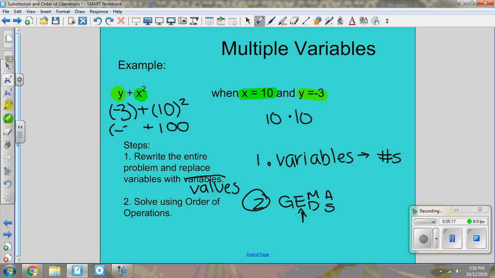And now I'm looking for multiplication and division. I don't have any multiplication or division, so I'm moving on to the next step, adding and subtracting. I only have one more operation here, so I'm going to do -3 plus 100. Again, I have a negative and a positive, so I'm looking for the higher absolute value, which is from 100, so my answer is going to be positive. And then subtract 100 minus 3 equals 97 for my final answer.